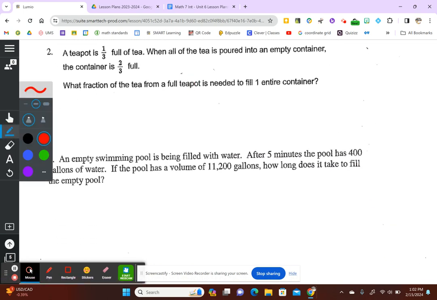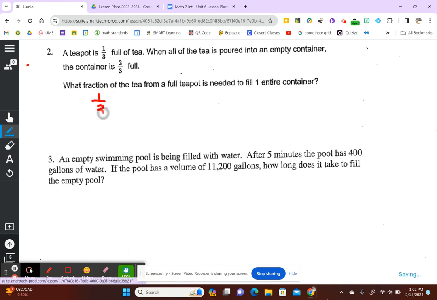Now, this next one says a teapot is 1/3 full of tea. When all of the tea is poured into an empty container, the container is 2/3 full. What fraction of tea from a full teapot is needed to fill one entire container? So that sounds pretty confusing, but when you actually do it, it's not that bad. So I'm going to label 1/3 is my teapot and 2/3 is my container.